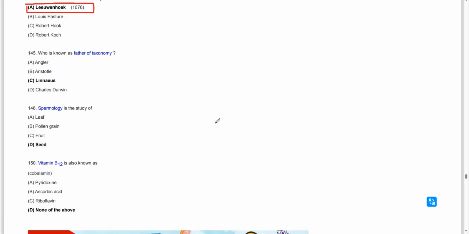Moving on to the next question. Who is known as the father of taxonomy? Linnaeus is the one who is known as the father of taxonomy. Spermology is the study of the seeds.